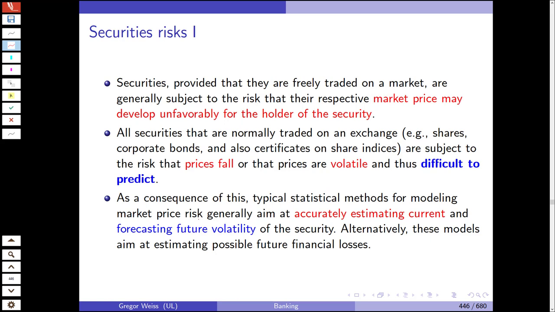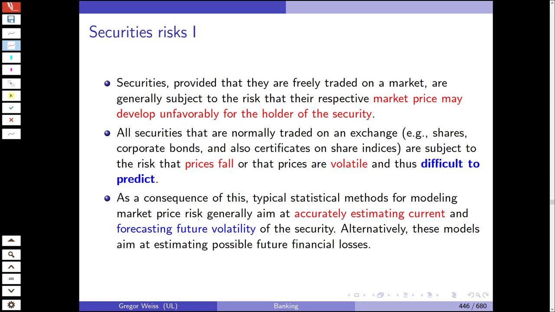Then, of course, in financial institutions, we'll think about securities risk and market risk in a strict sense. That is, we have financial securities and, given that they are freely traded on the market, they are always subject to the risk that the market price of that security changes. Usually they are all traded on an exchange, for example, shares, corporate bonds, also certificates on certain indices, ETFs, and they are subject to the risk that prices fall or that prices are volatile and it's difficult to predict them.